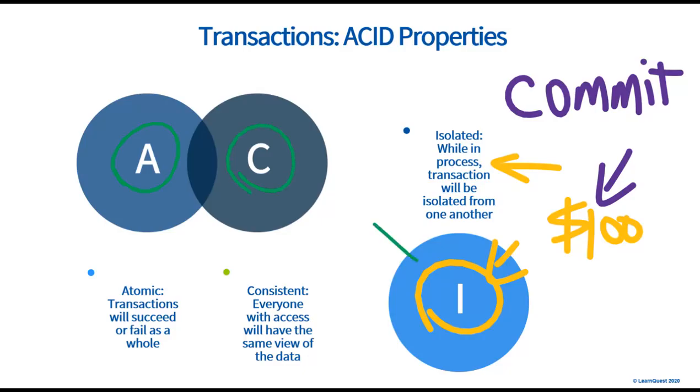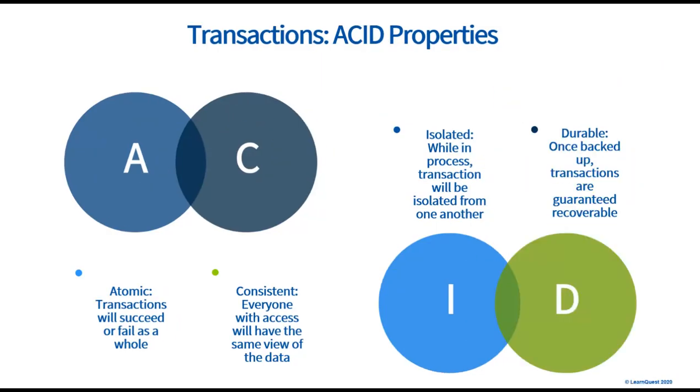So we got atomic, consistent, and now isolated. There's one more. That's the D part. D stands for durable. And that essentially means that once the transaction is backed up, it is guaranteed recoverable by the database.